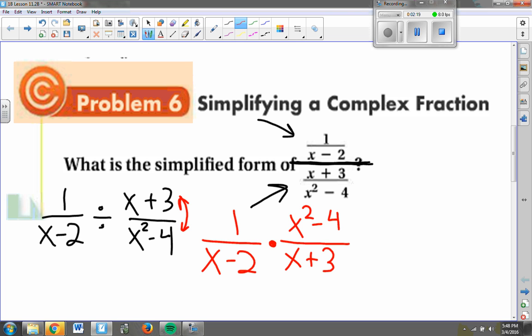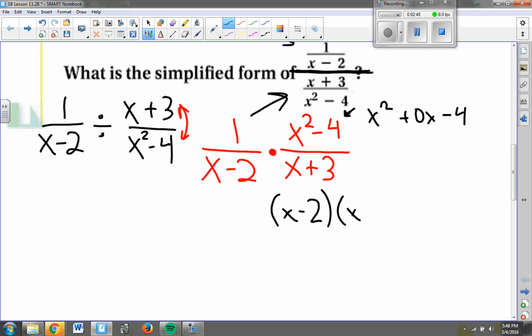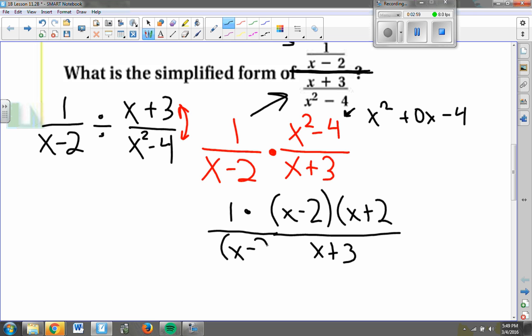And now we can do our multiplying of rational expressions as we have done many times before: factoring and then canceling out. Again, we have a situation where we see an x squared plus no x's minus 4. So I'm looking for two numbers that multiply to be negative 4 and add up to be 0. So that is x minus 2 and x plus 2 over x plus 3, and I'm squishing that together into one fraction with a 1 and an x minus 2.